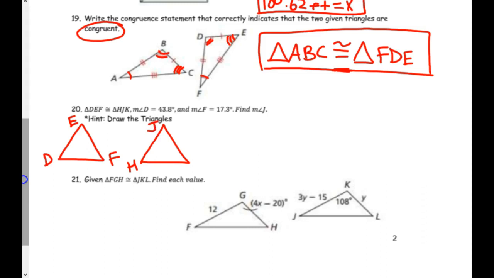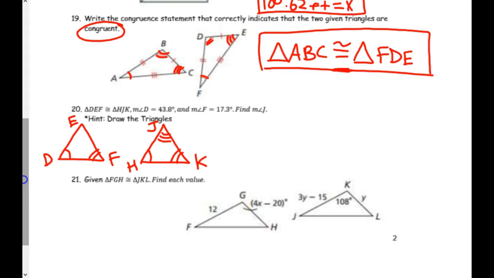HJK. Okay, so D is 43.8. That means H is going to be the same thing. F is 17.3. So is K. We want to find angle J.